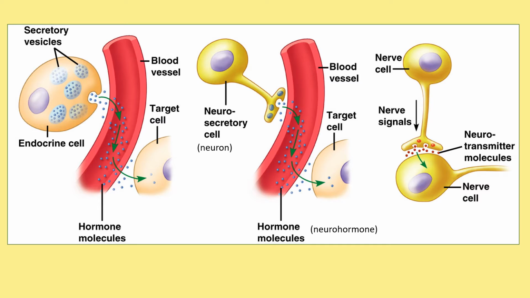And then in the panel on the right, we see the classic nervous system model of communication, where neurons generate and transmit electrical signals, and those electrical signals, nerve signals, lead to the secretion of neurotransmitter molecules, and those neurotransmitter molecules bind to receptors on the postsynaptic cell.